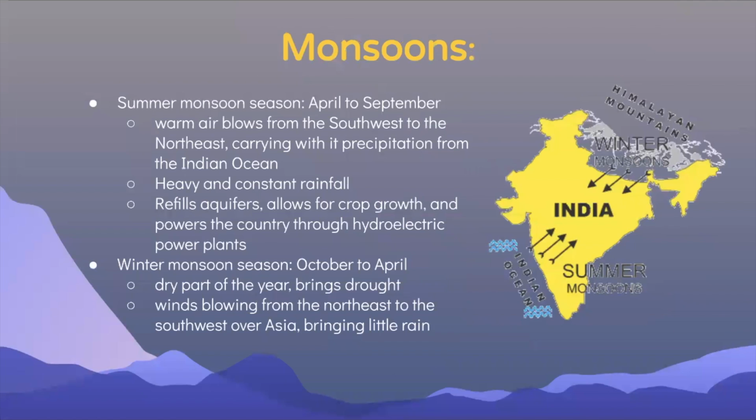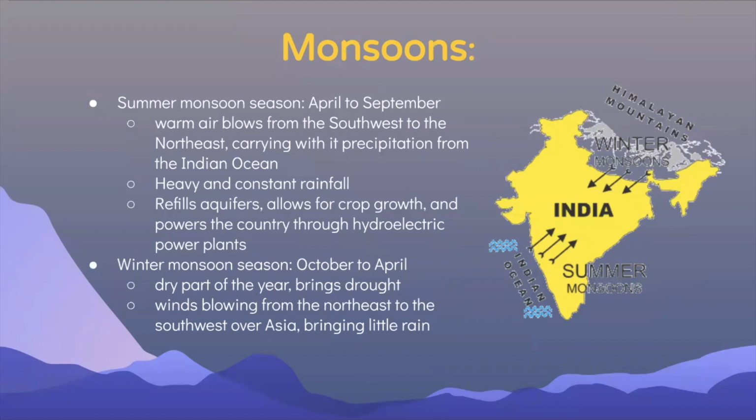The summer monsoon season is from about April to September as warm air blows from the southwest to the northeast, carrying with it precipitation from the Indian Ocean. During this time, there's heavy and constant rainfall that refills the aquifers, raises the water table, and also is very important for the hydroelectric power plants. Obviously, they bring electricity throughout the country and thrive during the monsoon season.